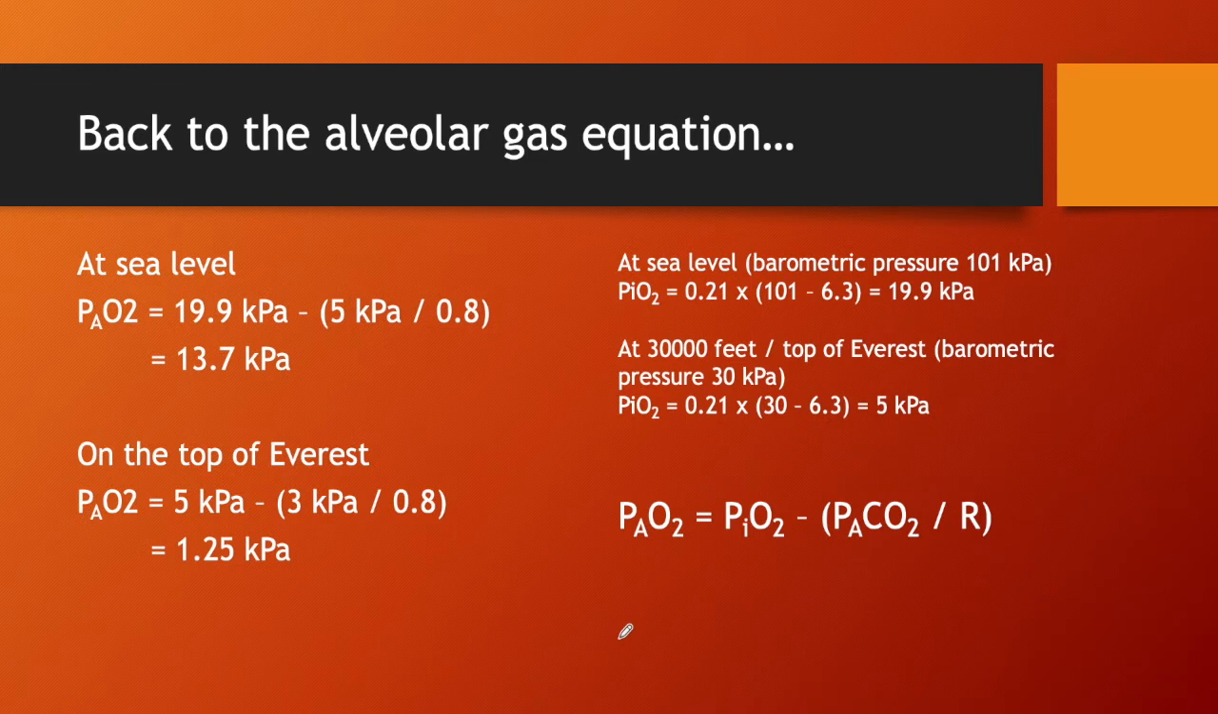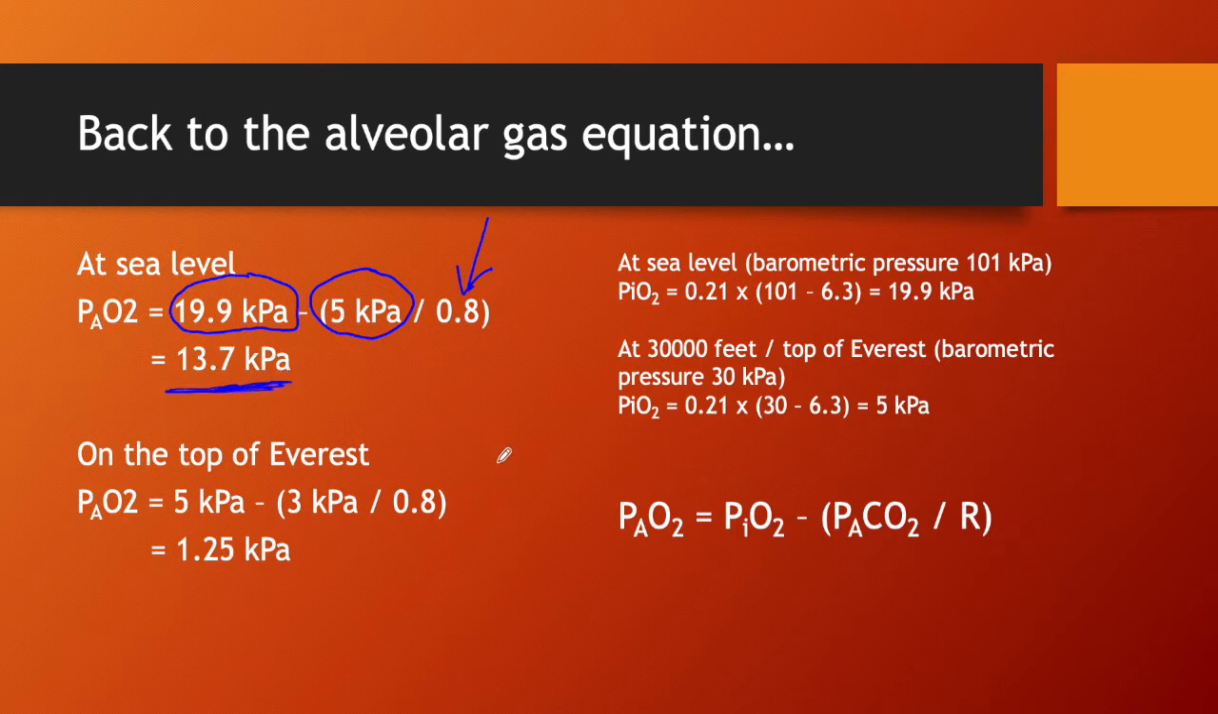Okay, so now we will go back to the alveolar gas equation. Now that we know how to calculate the inspired pressure of oxygen, as we discussed on the previous slide, we can start by substituting that value into the equation. So at sea level, we have an inspired pressure of oxygen of 19.9 kilopascals. We will assume an alveolar pressure of carbon dioxide of 5 kilopascals and a respiratory quotient of 0.8. Therefore, at sea level, we calculate an alveolar partial pressure of oxygen of 13.7 kilopascals.